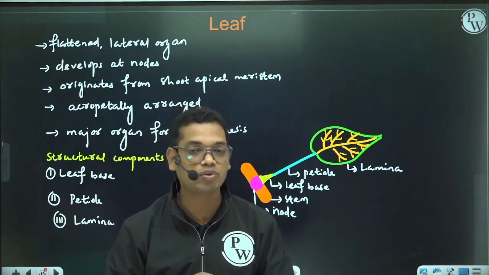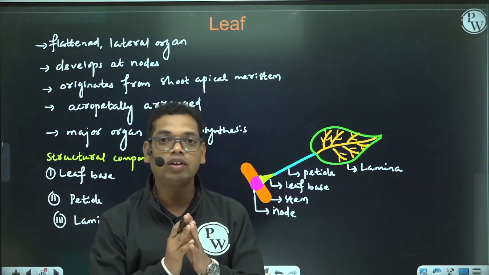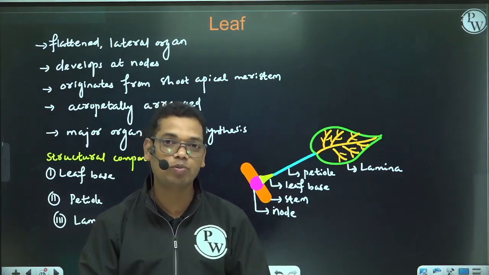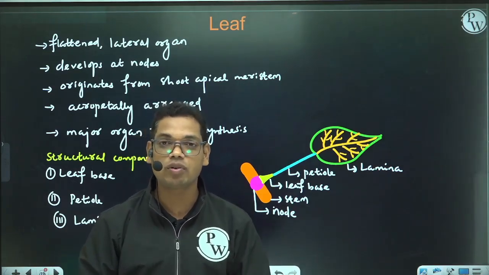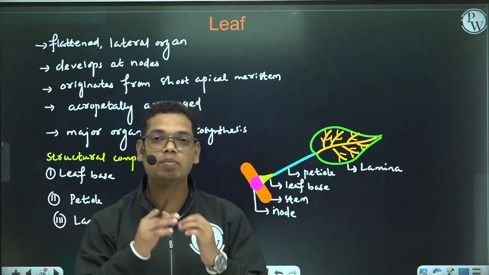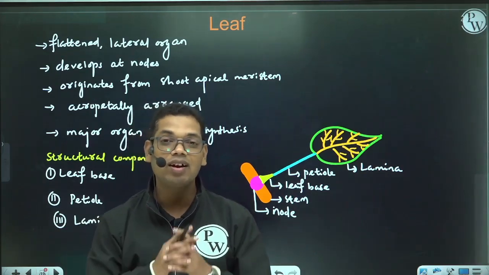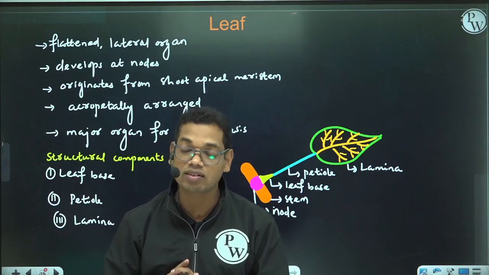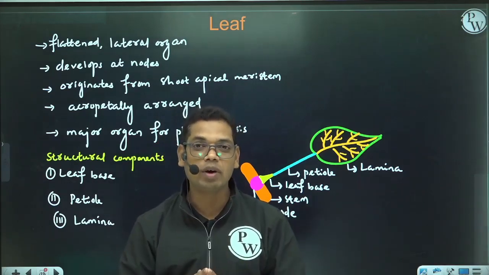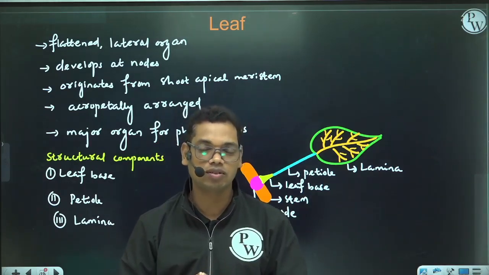That means what I am trying to say is, apart from the leaf, there are other structures which are also responsible for performing the function of photosynthesis, but the maximum amount of photosynthesis takes place in the leaf, and that is why I can say that the leaf is the major structure of photosynthesis.